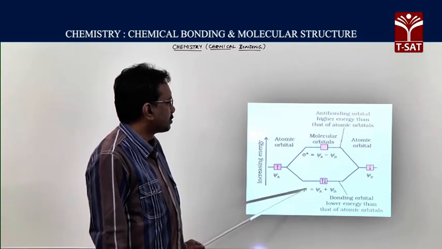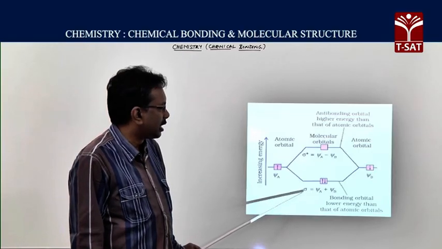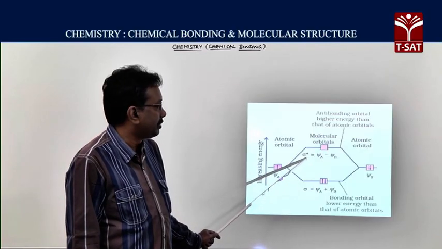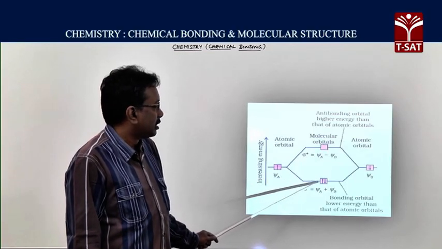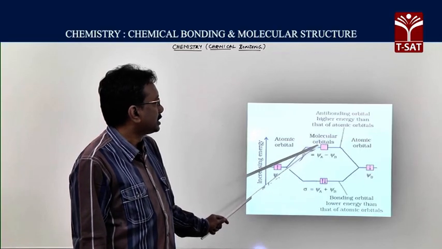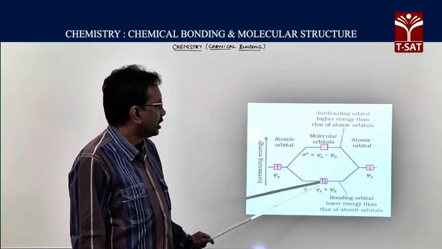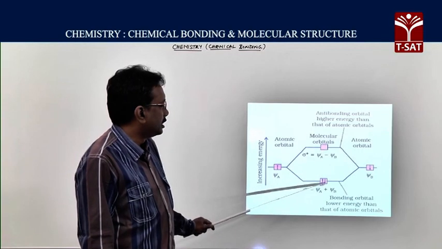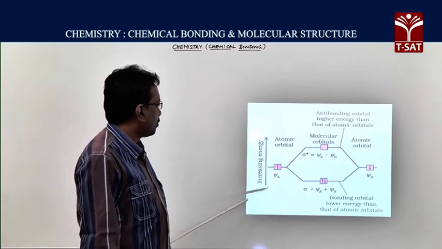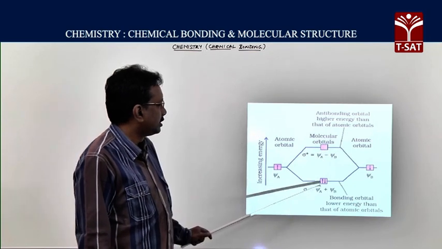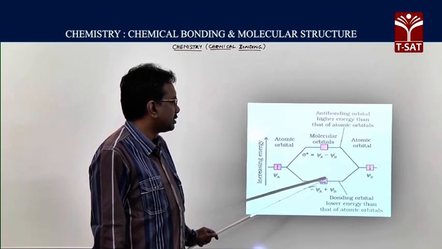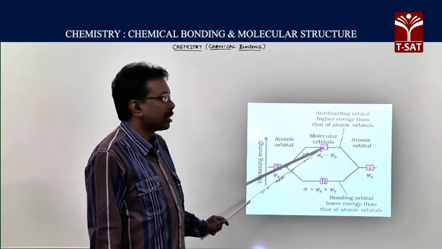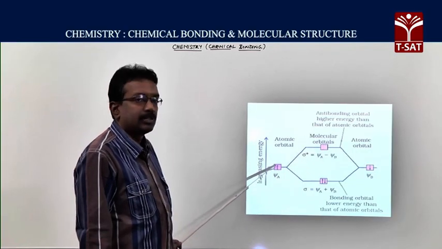Among those, one is obtained by constructive interference, or electron waves in phase. The second one is obtained by destructive interference, electron waves out of phase. This is called the bonding molecular orbital, and this is called the anti-bonding molecular orbital. If you observe this bonding molecular orbital, this is the atomic orbital energy, and this is the molecular orbital energy. From bottom to top, this is the order of increasing energy. That means the bonding molecular orbital has lower energy than the atomic orbital, whereas the anti-bonding molecular orbital has higher energy than the individual atomic orbitals.